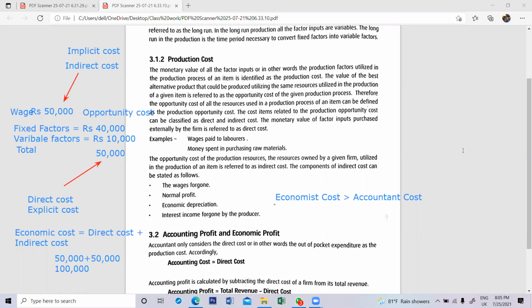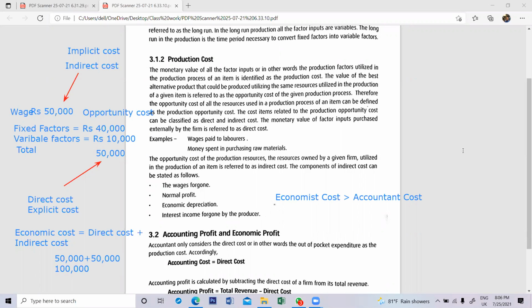The monetary value of factor input purchased externally by a firm is referred to as direct cost. Wages paid to laborers, money spent in purchasing raw materials. These are examples of direct, simply financial, and explicit cost. The opportunity cost of production resources: the resources owned by a given firm utilized in the production of an item is referred to as indirect cost.